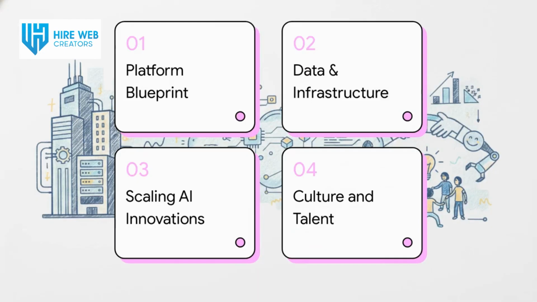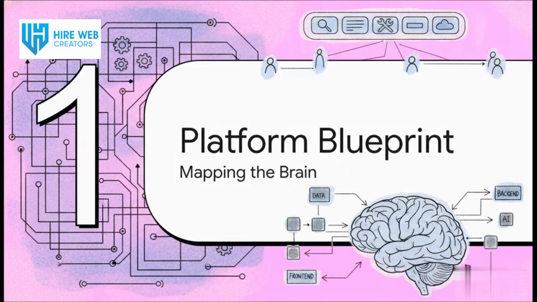Okay, so here is our game plan for today. First, we'll look at the blueprint of a platform. Second, data and core infrastructure. Third, we'll dive into scaling AI innovations. And finally, engineering culture and talent. Let's dive right in. Starting off with Section 1, Blueprint of a Platform, Mapping the Engineering Brain.